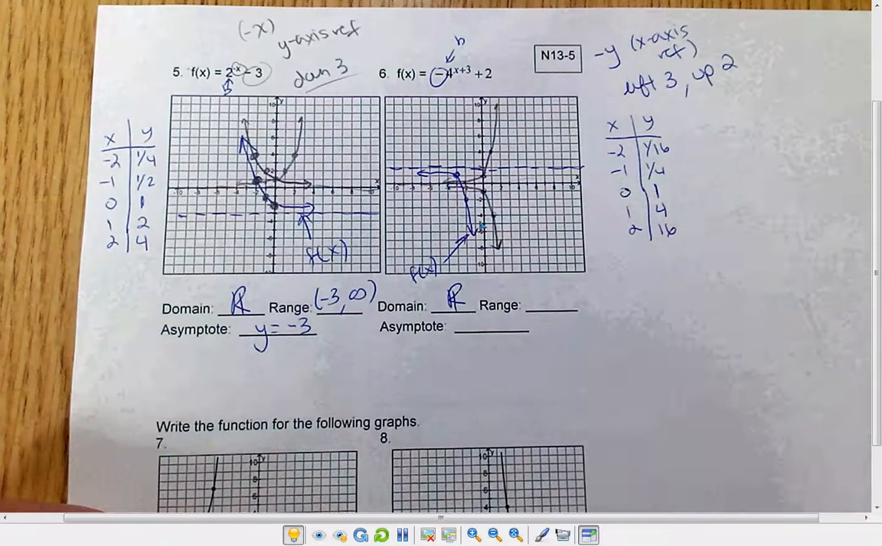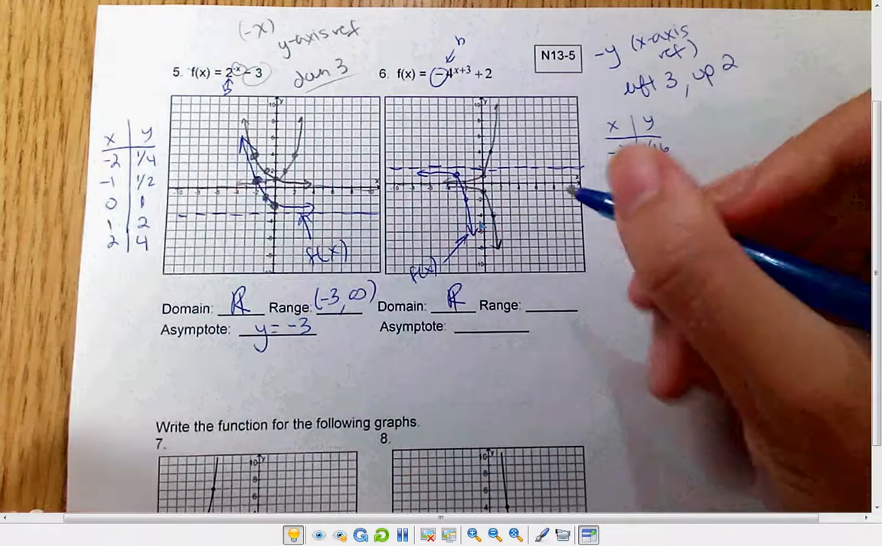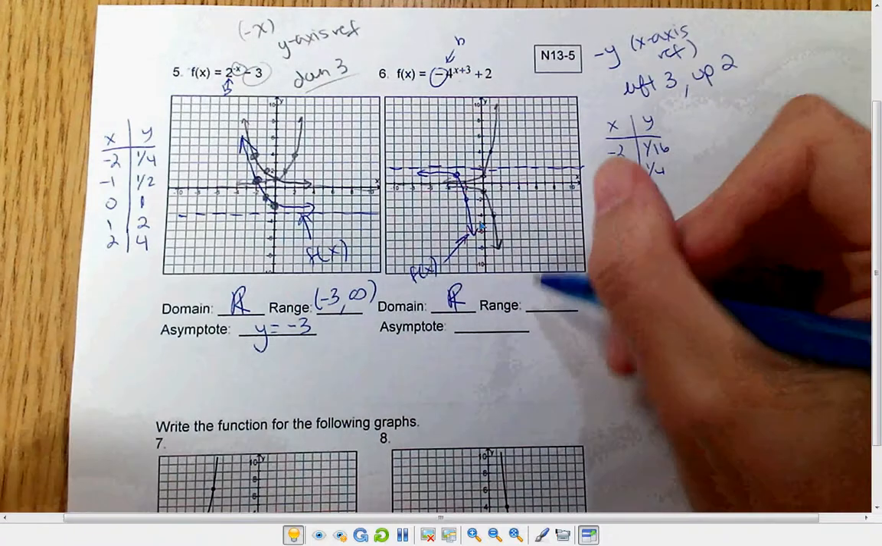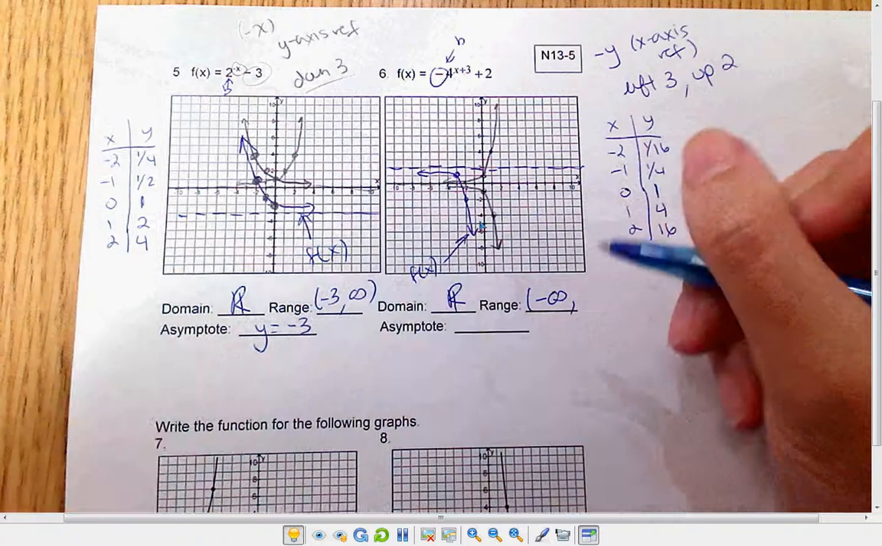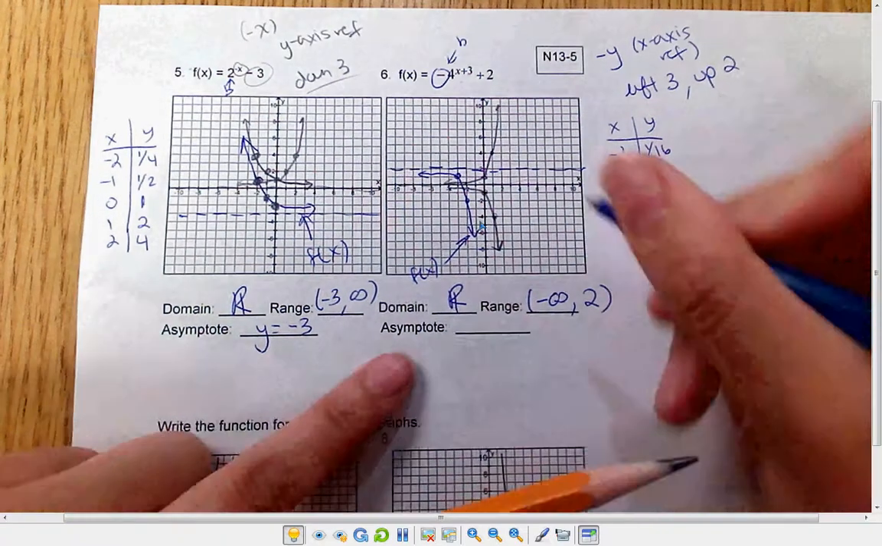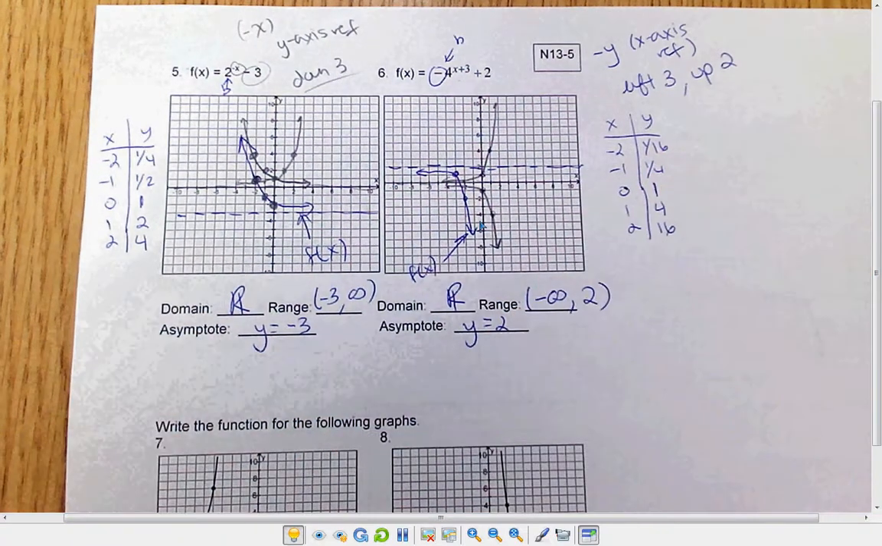Again, all real numbers is my domain. My range is a little bit different because this is the first one that's pointing down instead of up. So if it's pointing down, this is negative infinity to 2. And my asymptote is y equals 2.